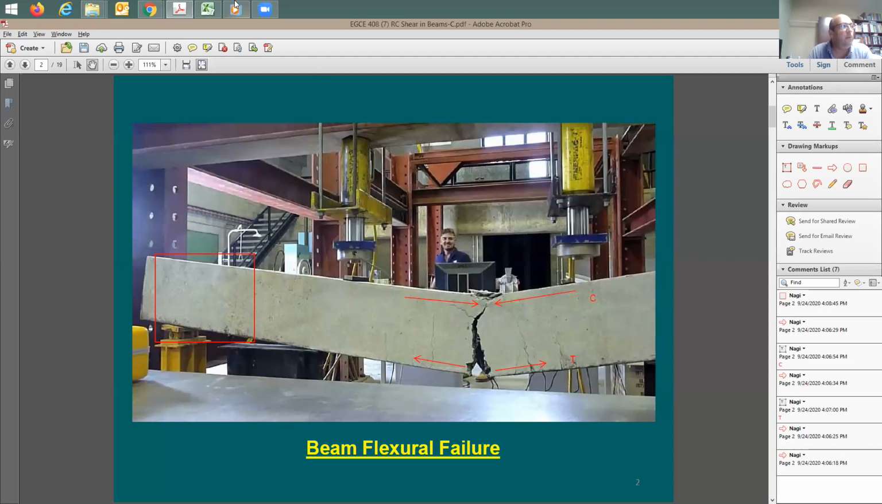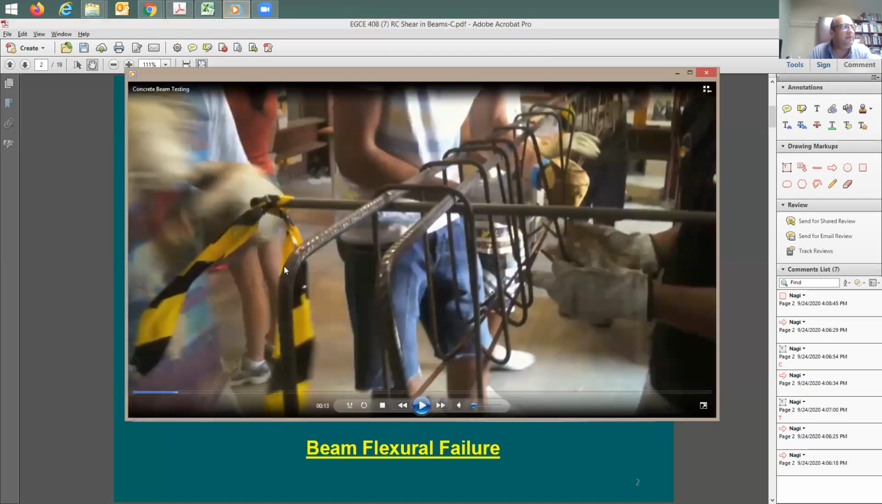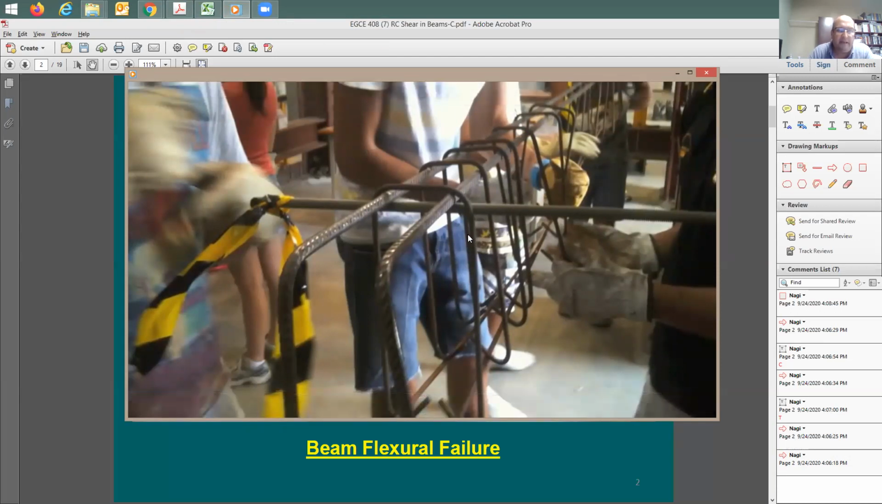So you can control the way that you're going to have your failure in the beam. Let me show you this quick clip. We have the reinforcing that we put throughout the beam, top reinforcing, bottom reinforcing, and then we have lots of ties. These ties are here to resist the shear. I'm going to explain how.